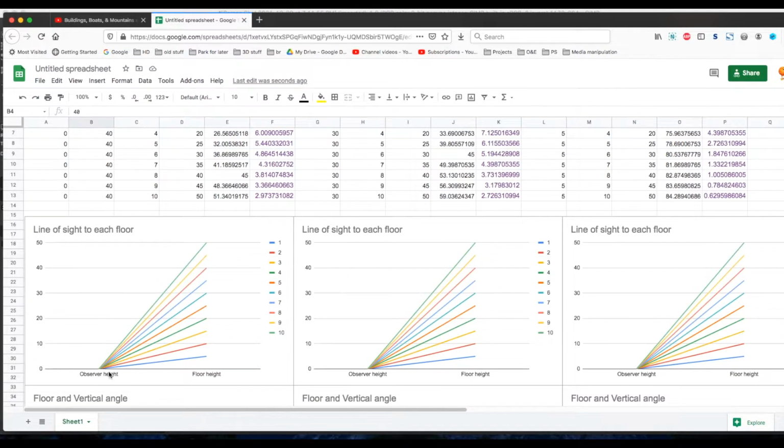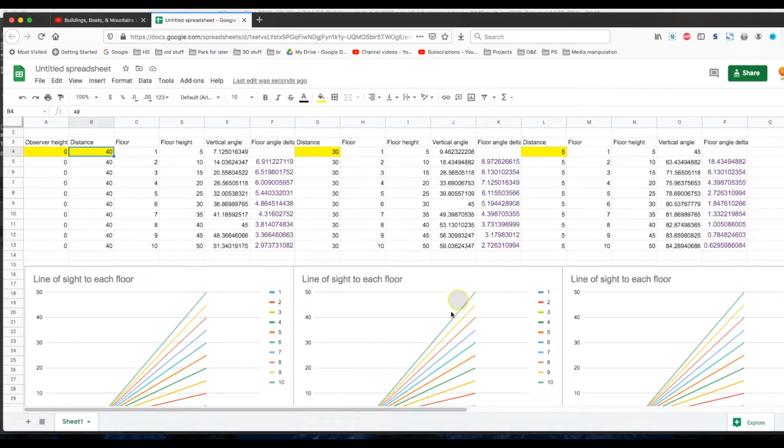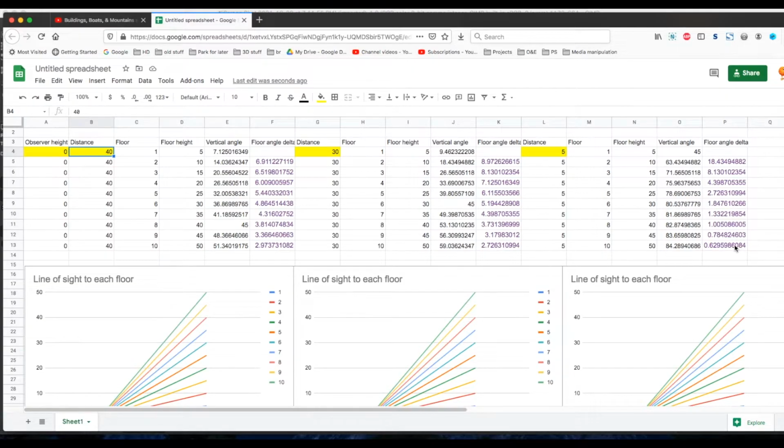If we go back down to the ground and we look at the difference in the angle between the 9th and the 10th floor, we have 2.97 degrees at 40 meters, 2.7 degrees at 30 meters, and 0.62 degrees difference at 5 meters.